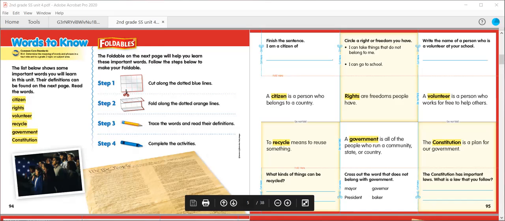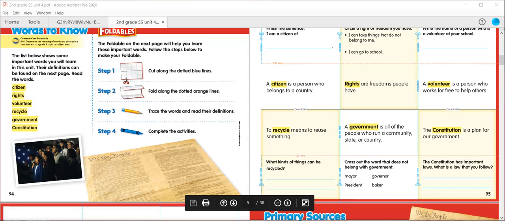And your last word is the word constitution. The Constitution is a plan for our government. The Constitution has important laws. What is a law that you follow? So pick any law that you're familiar with and go ahead and write it down at the bottom of page 95.